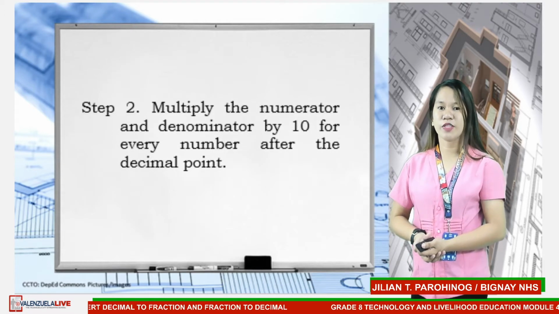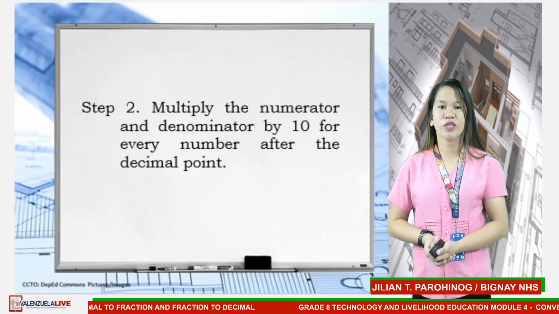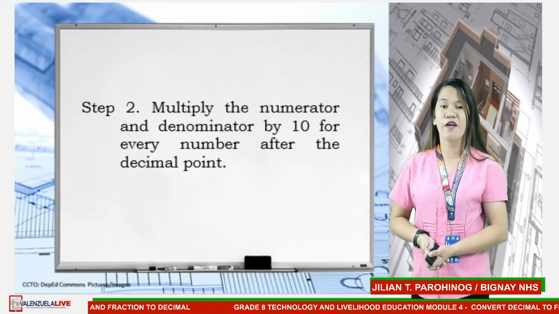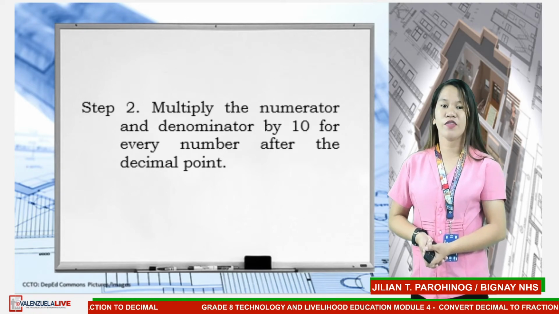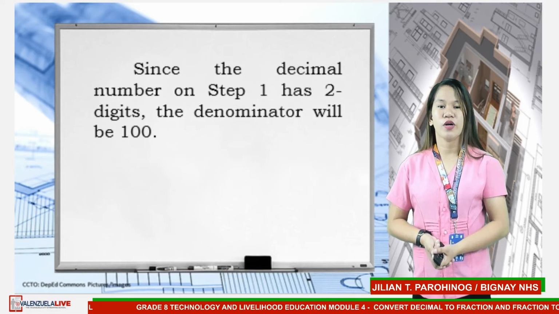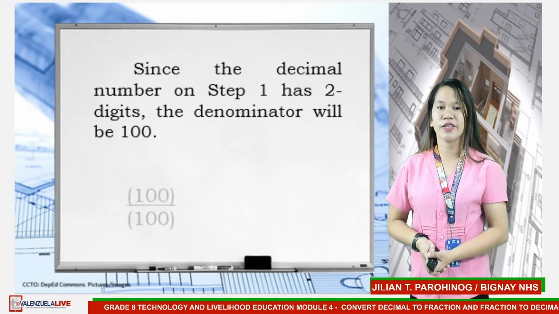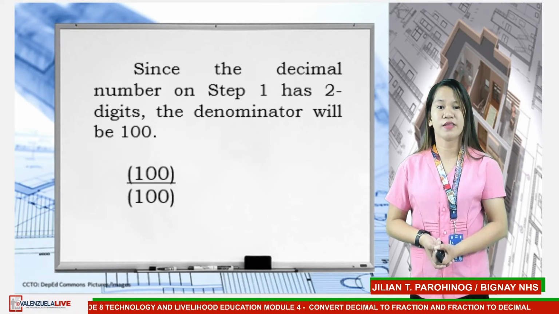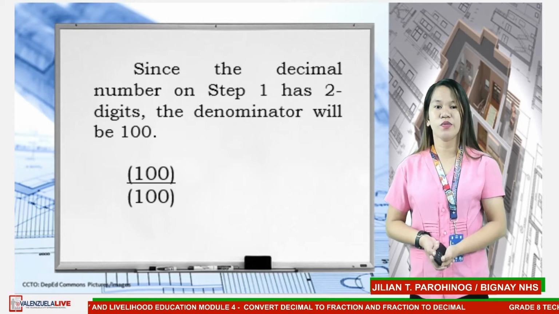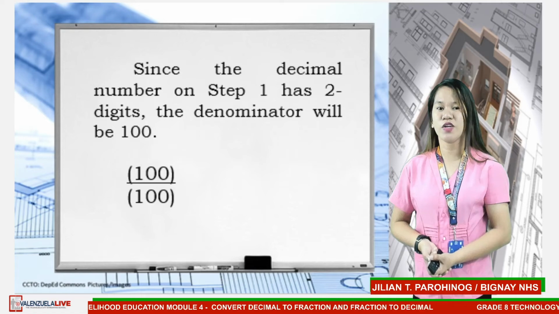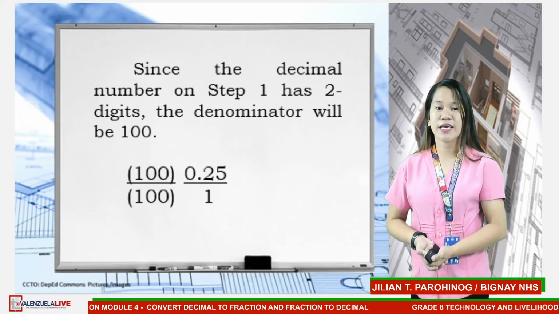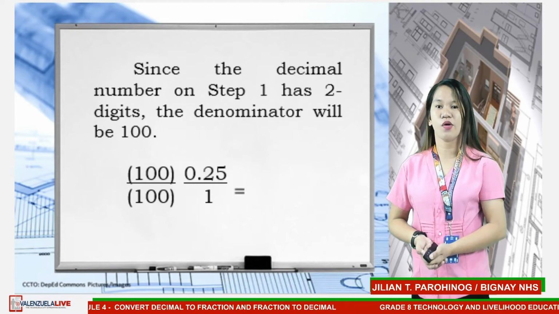For step 2, we multiply the numerator and denominator by 10 for every number after the decimal point. For example, 0.2. There's one decimal number, so your denominator will be 10. If 0.25, the denominator will be 100. If 0.253, then the denominator is 1000, and so on.